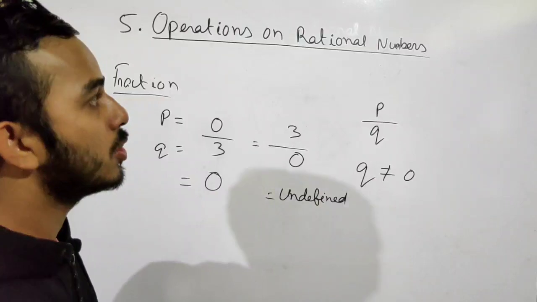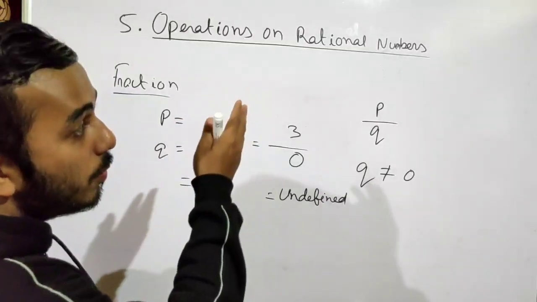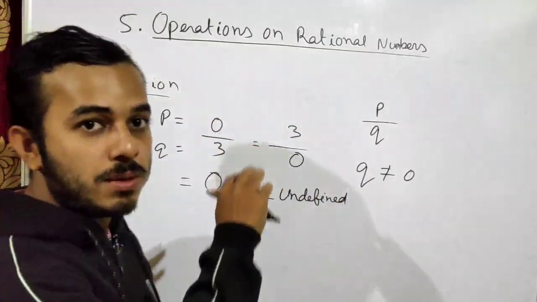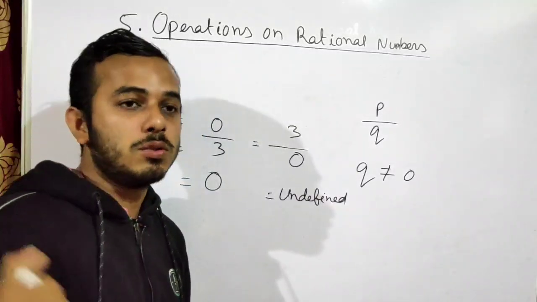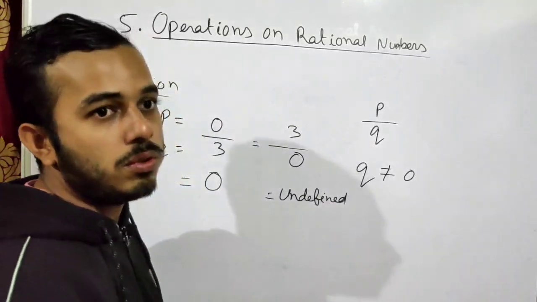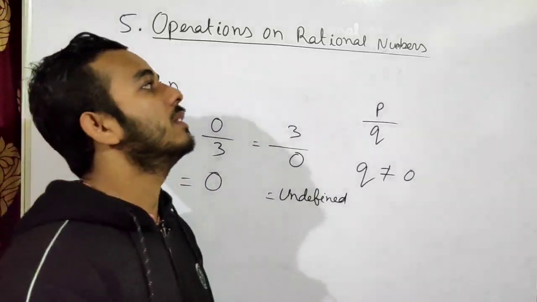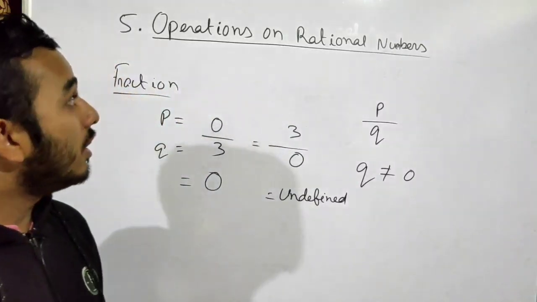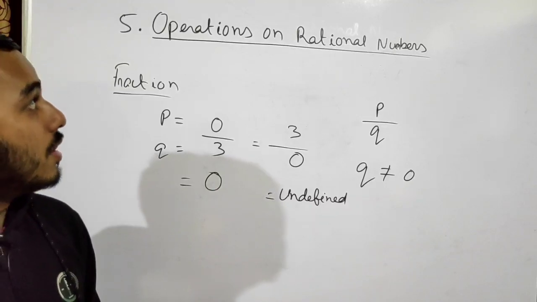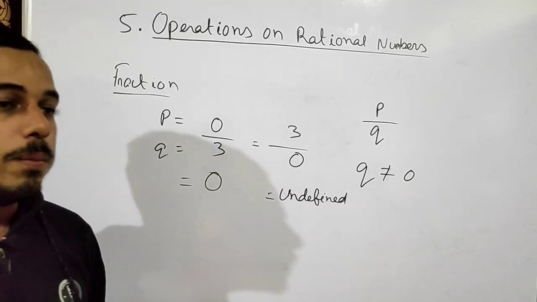Operations on rational numbers. We have already discussed rational numbers in our previous chapter during the school days. Now as the new lockdown has come, as per the new SOP rules, we have to take online classes. Clear? So here the name of the chapter is operations on rational numbers.